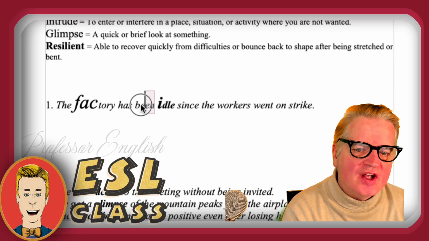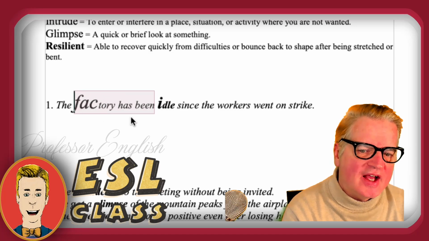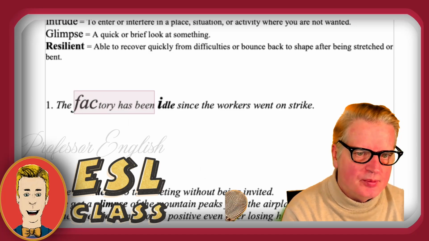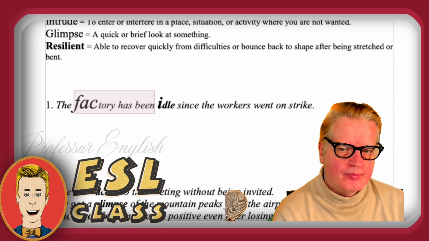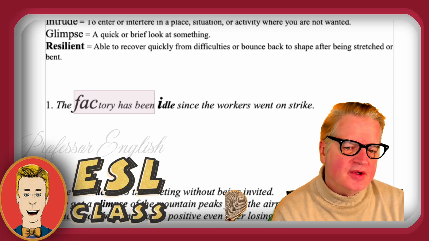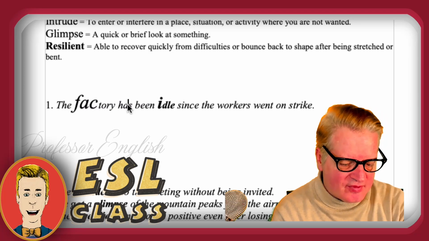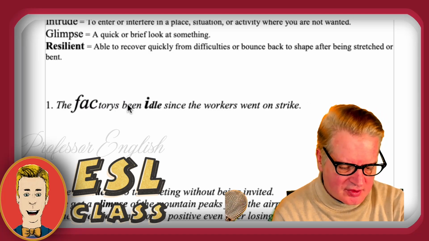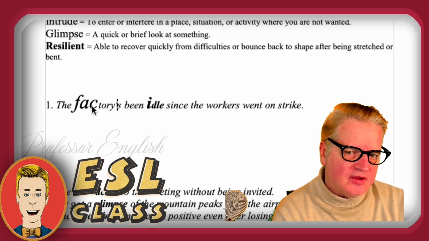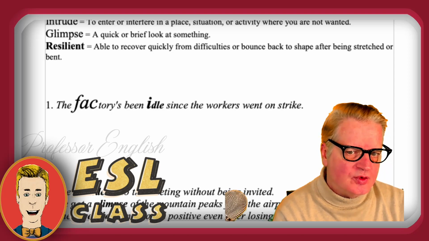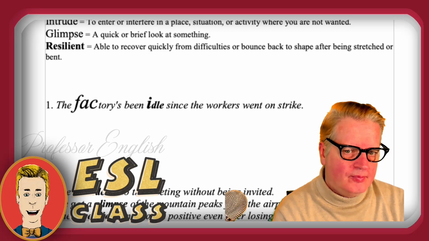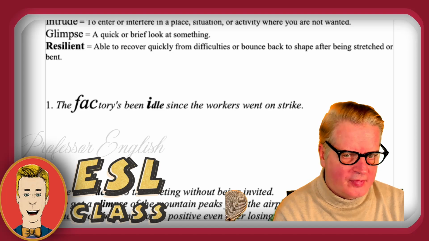So, how would you say factory plus has plus been? How does that sound when people are talking? The factory has been idle. Okay, but you can even make a contraction for this. This is okay to write if you want to write it. Factory's been. The factory's been. The factory's been idle. The factory's been idle.